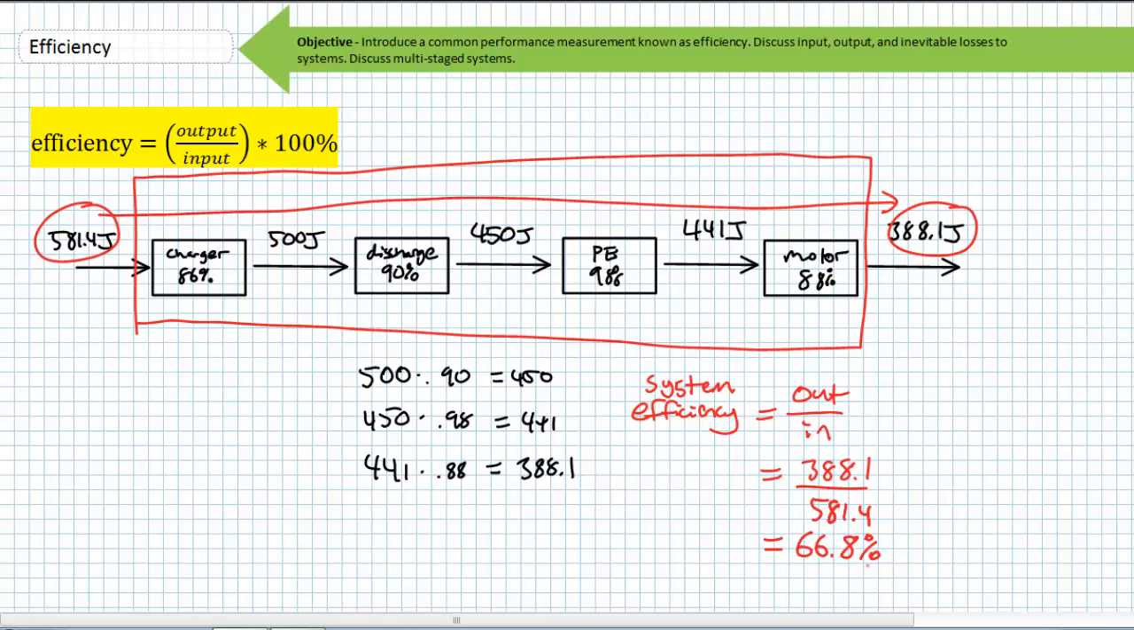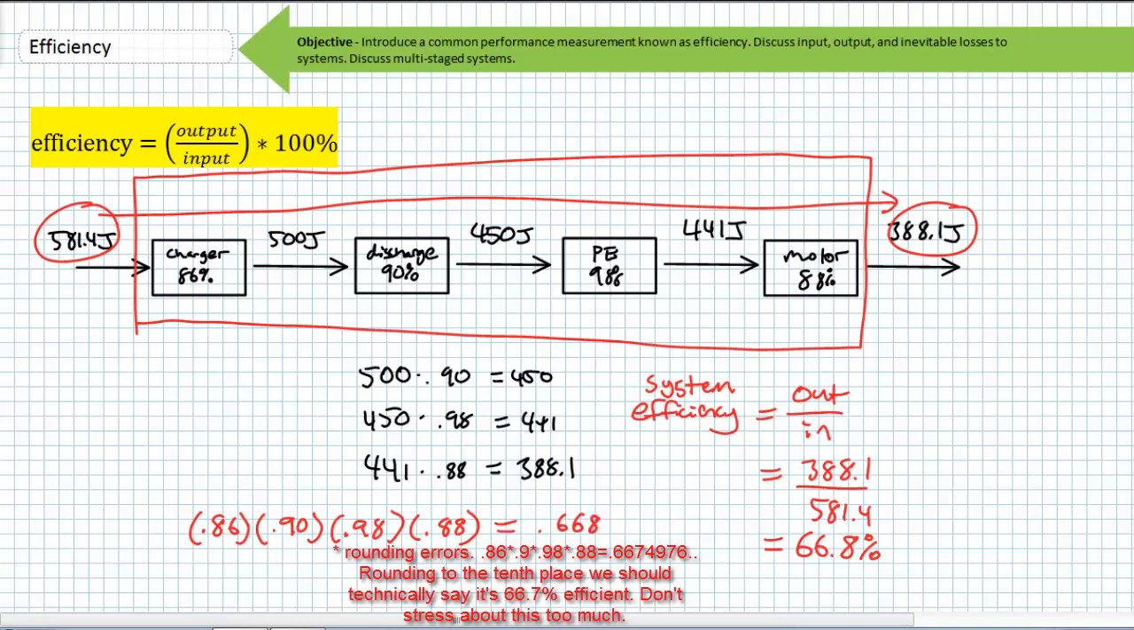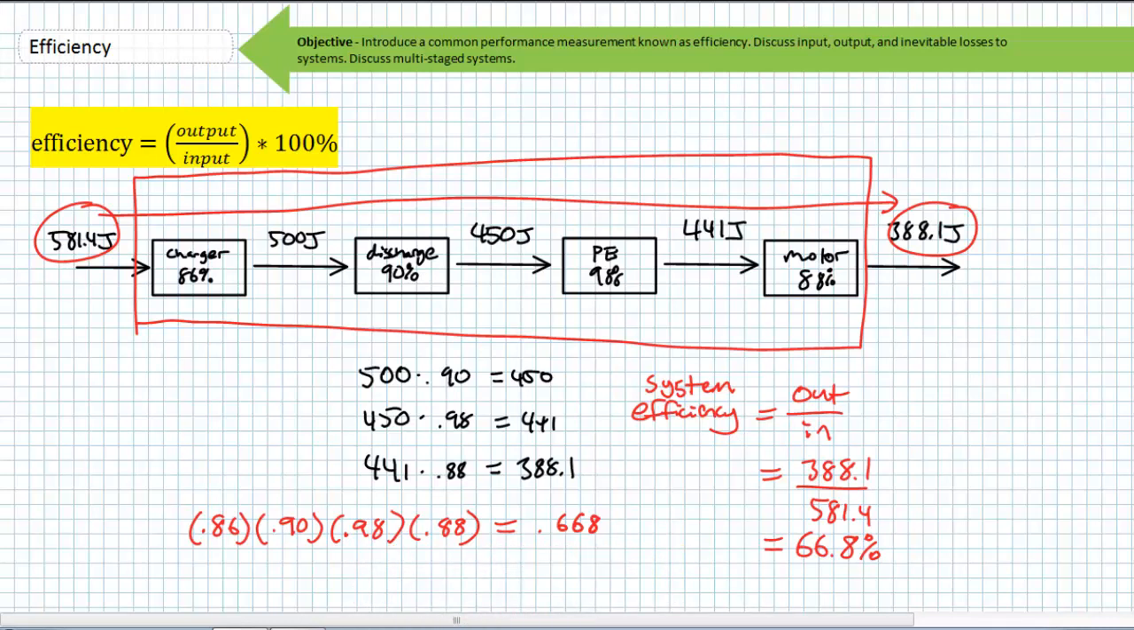What's crazy about the system level efficiency figure is that it is the product of all individual efficiency ratings for the individual stages that make up the complete system. Don't believe me? Check my work. 86% times 90% times 98% times 88% is equal to 66.8%. This is a great shortcut if you've got a chain of systems and you know each individual system's efficiency rating. It's very easy to determine the system level efficiency simply by multiplying each stage's efficiencies together.